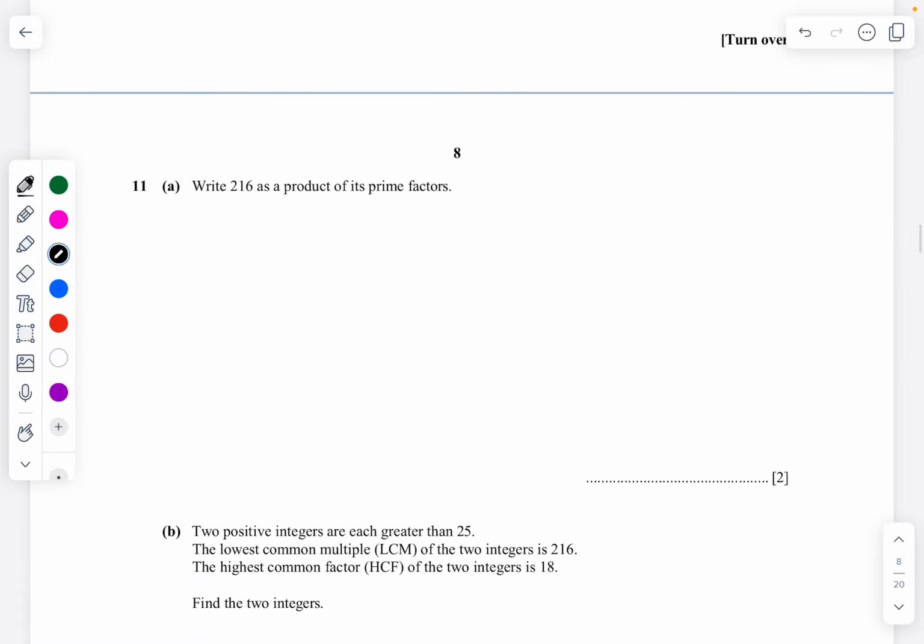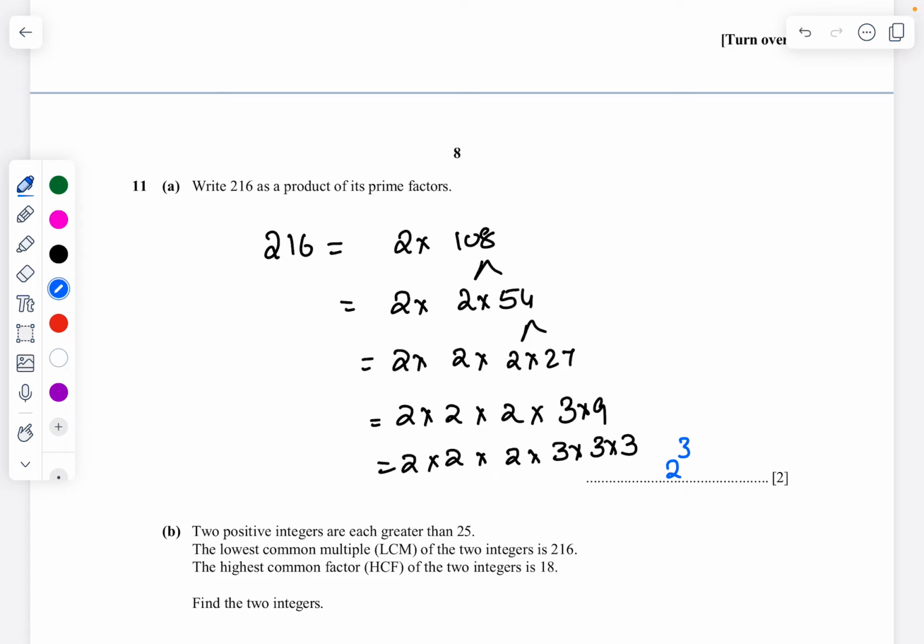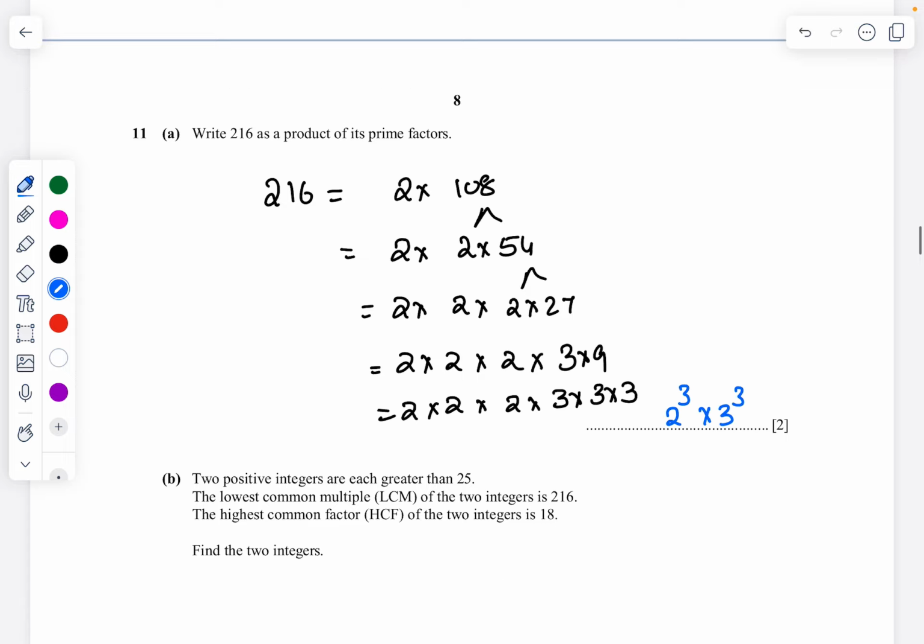Write 216 as a product of prime factors. 216 can be written as 2 times 108. This is again 2 times 54, which is again 2 times 2 times. 54 can be written as 2 times 27. Again 2 times 2 times 2 times. 27 can be written as 3 times 9. And finally 9 can be written as 3 times 3. So my final answer is 2 to the power of 3 times 3 to the power of 3.